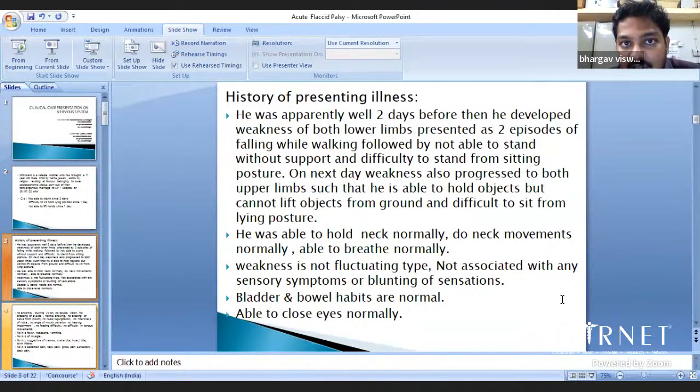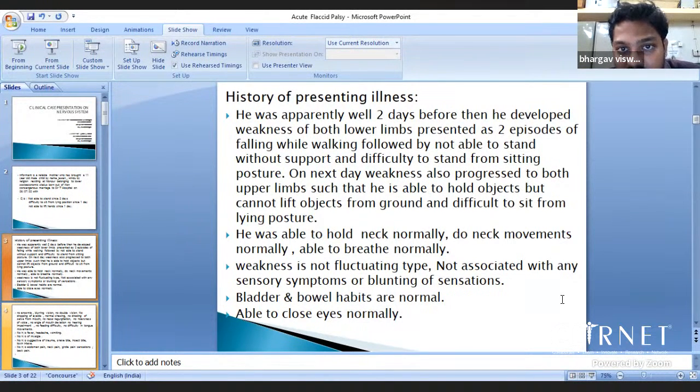He was apparently well 2 days before. Then he suddenly developed weakness of both lower limbs, presented as episodes of falling, 2 episodes of falling while walking, followed by the patient being not able to stand without support and difficult to stand from sitting position.